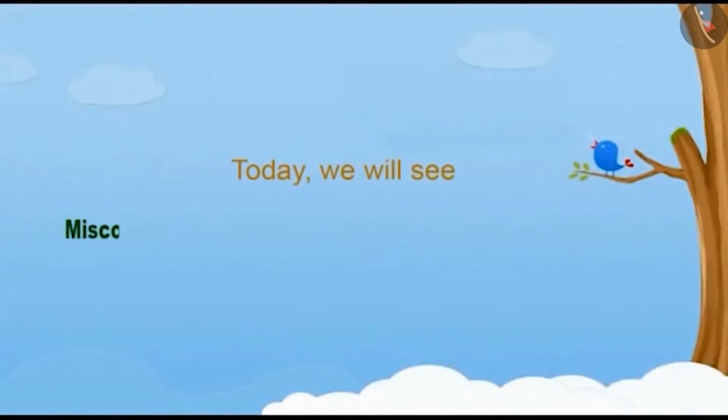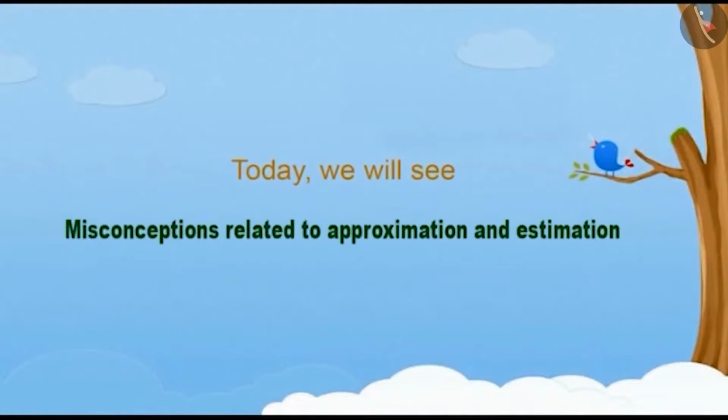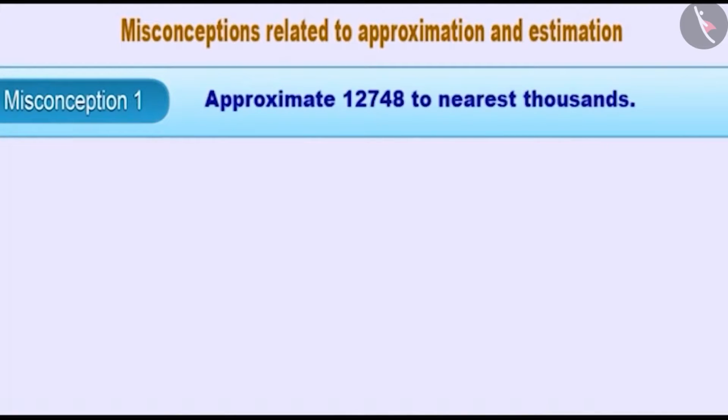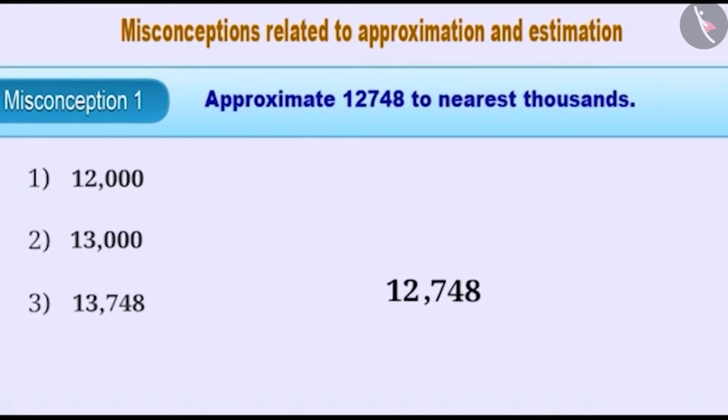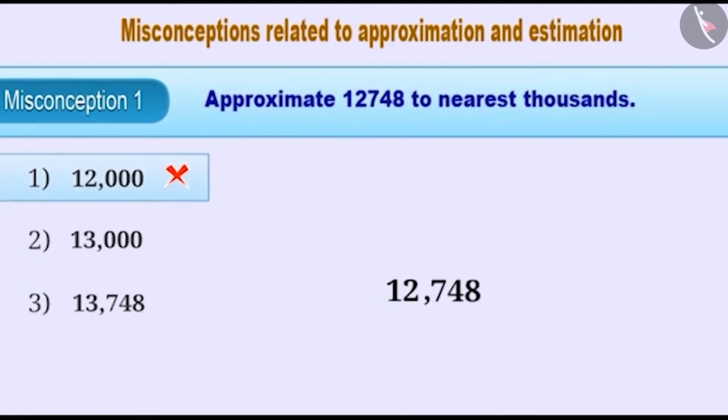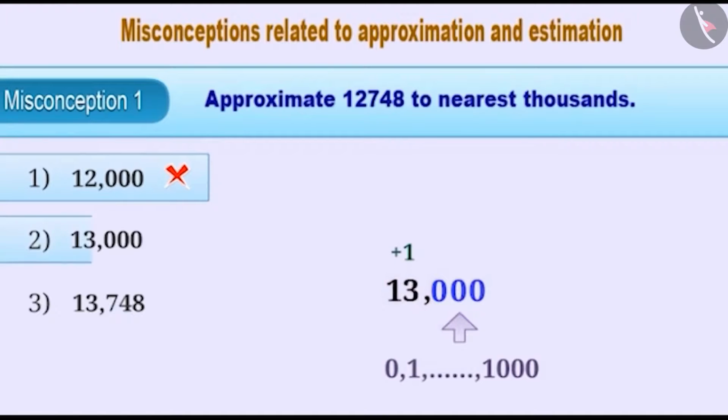Today, we will see some misconceptions related to approximation and estimation. Misconception 1. Approximate 12,748 to the nearest thousands. Many times, there is a misunderstanding that in order to approximate thousands place, it is necessary to have 0 at ones, tens, and hundreds place. This is a misunderstanding. The correct way is that the number formed by the last 3 digits is 748, which is close to 1000. Therefore, it is nullified and thousands place value is increased by 1.